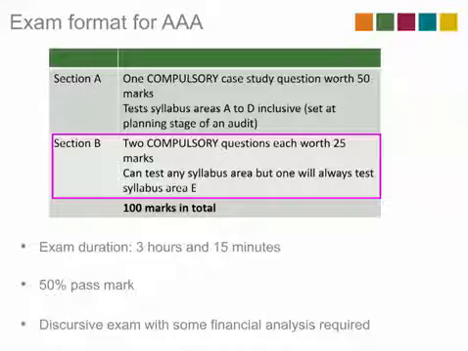3 hours and 15 minutes is how long you've got to attempt it. It's a 50% pass mark, and although it's discursive, you are definitely going to need your calculator for financial analysis and materiality calculations.